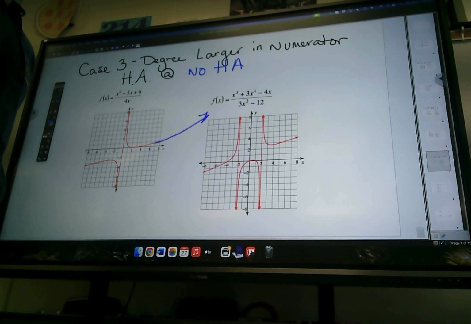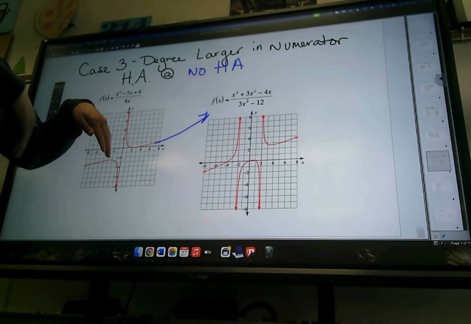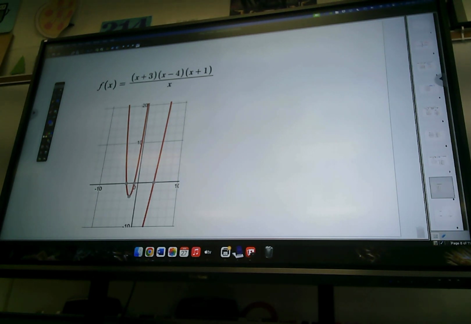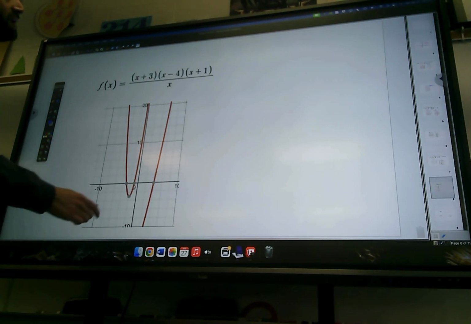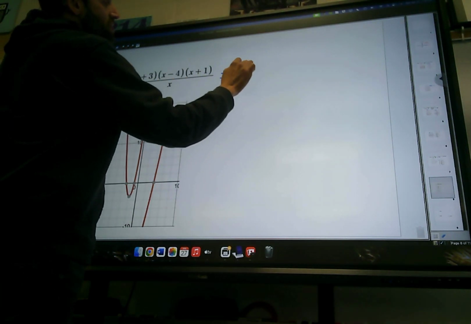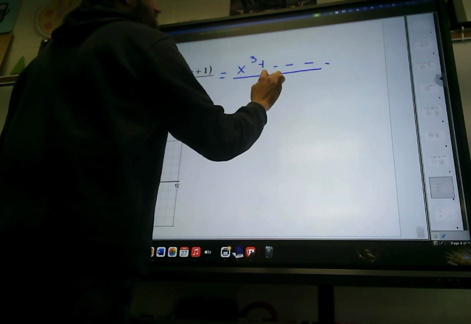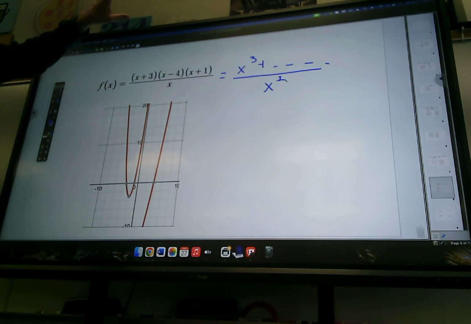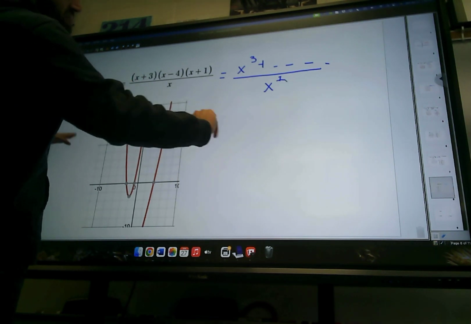Same thing with this one. The degree of the numerator is 3, the degree of the denominator is 2. There is going to be no horizontal asymptote. Now, it doesn't matter if it's 1 bigger, 2 bigger, 3 bigger in the numerator, it is going to be no horizontal asymptote. This one is factored, but if I were to multiply this together, I know the degree of the top is x to the 3rd. Now, there is going to be some trailing stuff. The degree of the bottom is 1. So I know that as the degree of the top is 2 larger, there is not going to be any horizontal asymptote because it's not going to level out anywhere.